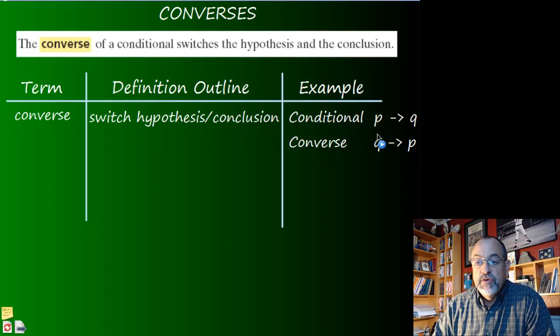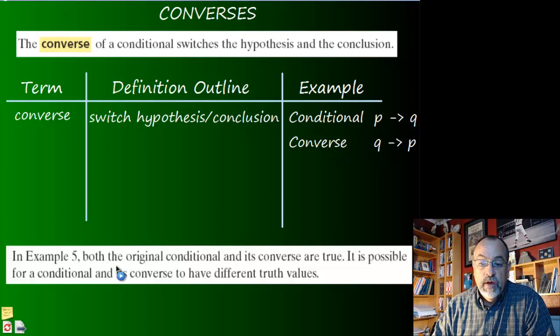In mathematical notation we had if P then Q. The converse would then say if Q then P. Alright? In example 5, both the original and its converse are true, and it is possible, however, for a conditional to be true and its converse not to be true. So it is possible for a conditional and its converse to have different truth values.